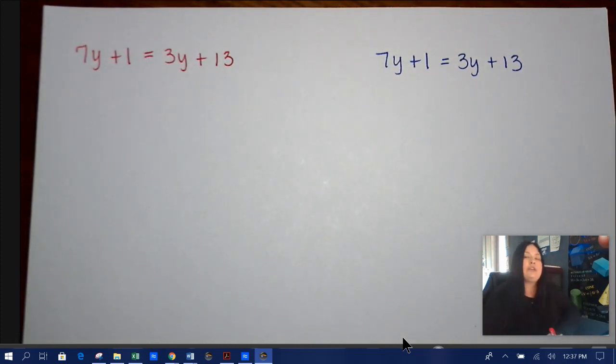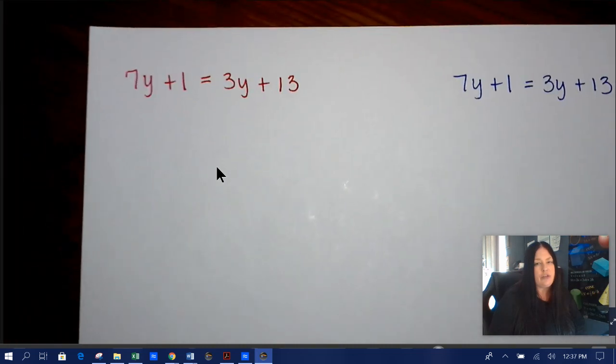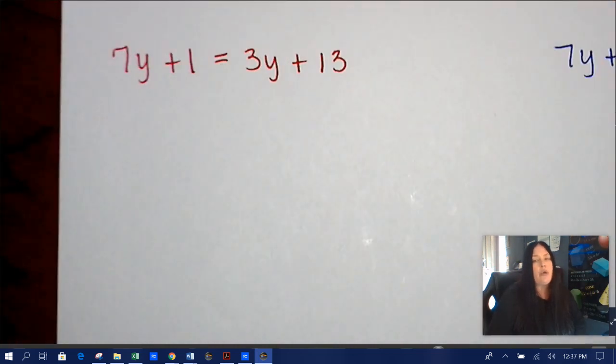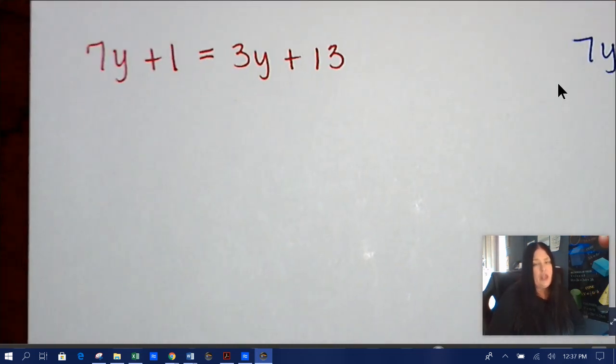There are 4 ways you can solve this equation and still get the same answer. But there are ways that will be familiar and there are ways that will be unfamiliar. So I'm going to go ahead and start with the first one. When we have a variable on each side, the first thing you want to do is cancel one of the variables. So when you see a variable on both sides, I want you to find the smaller variable.